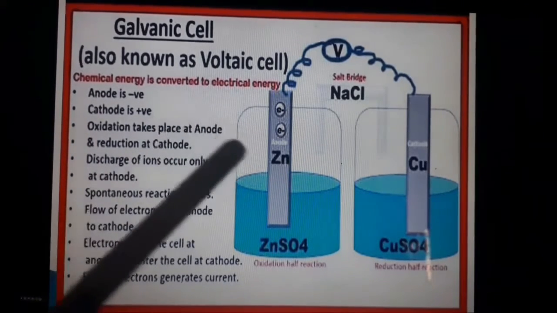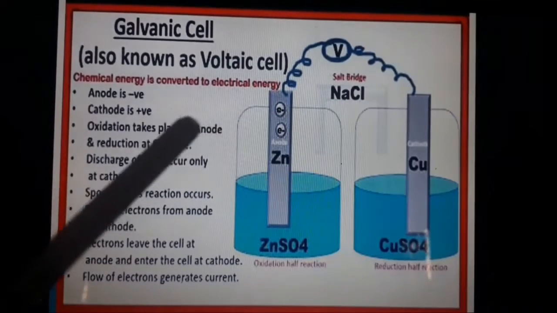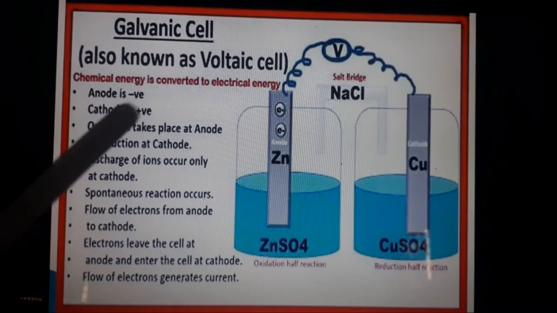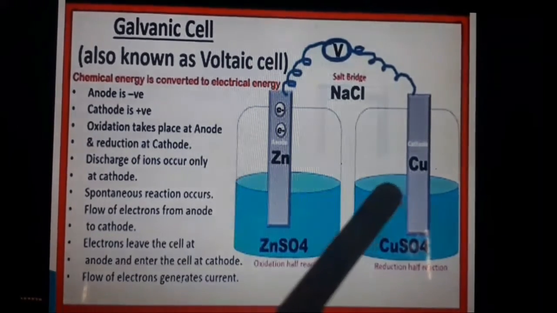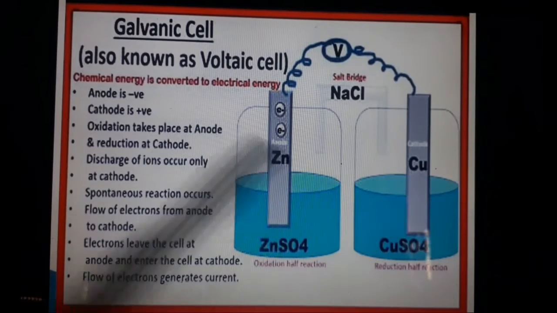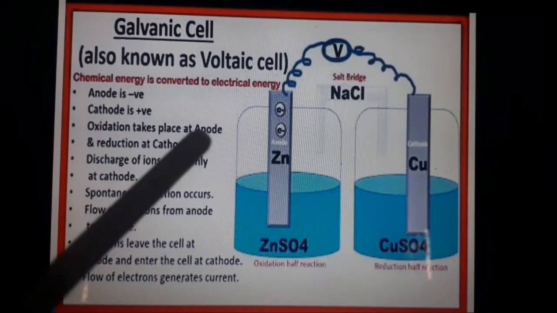Now, chemical energy is converted to electrical energy. Anode is negative and cathode is positive. Anode means positive electrode and cathode means negative electrode. It is negative and positive. Oxidation takes place at anode.